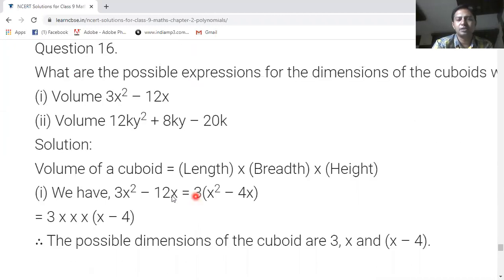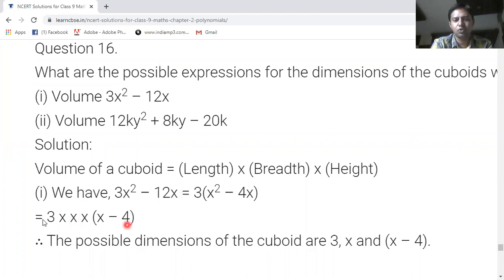We can take 3x square minus 12x. We can take 3 common, and we can even take x common. If we take 3 common, we'll be left with x square minus 4x. Again, we can take x common. So this is 3, x, and x minus 4. That is 3 into x into x minus 4 are the possible length, breadth and height for this question. That is, 3x square minus 12x will be 3 into x into x minus 4.